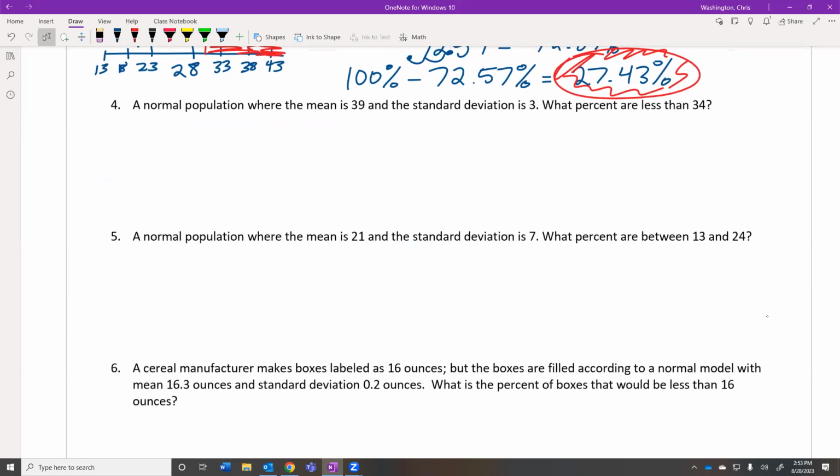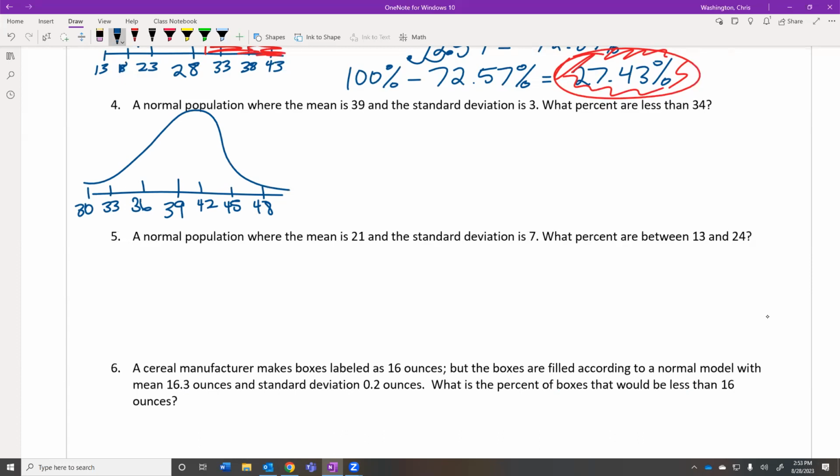All right, number 4. Normal population, the mean's 39. So normal means we got a bell curve again. On your classwork today, you don't have to draw every single bell curve. I draw them for your notes because it's a nice visual. Like, hey, what are we actually trying to find? 39, standard deviation is 3. So we're going to add 3, and add 3. We're going to subtract 3, and subtract 3, and subtract 3. Hopefully I added and subtracted correctly.